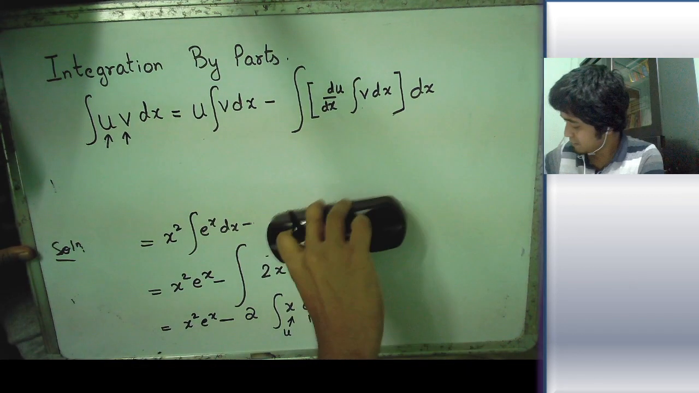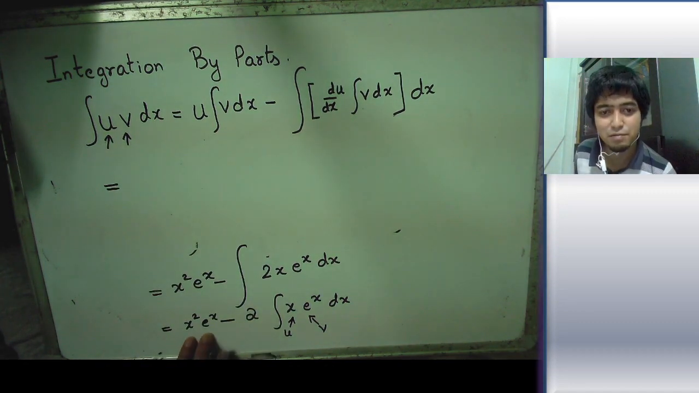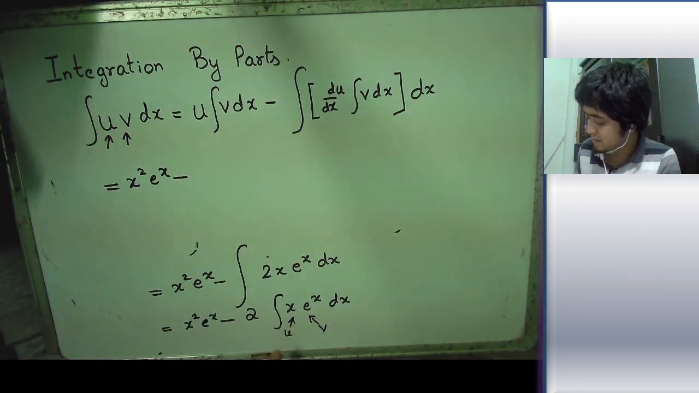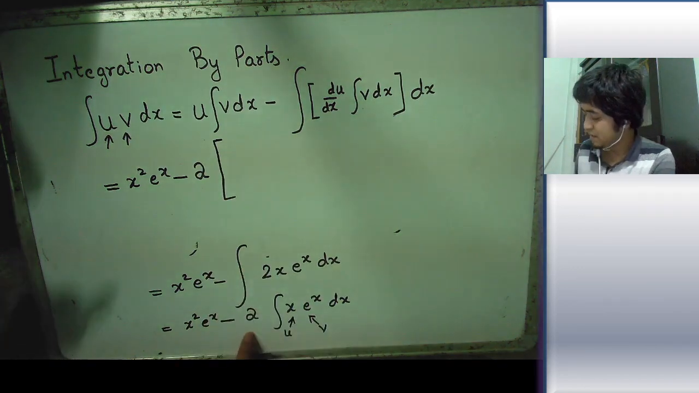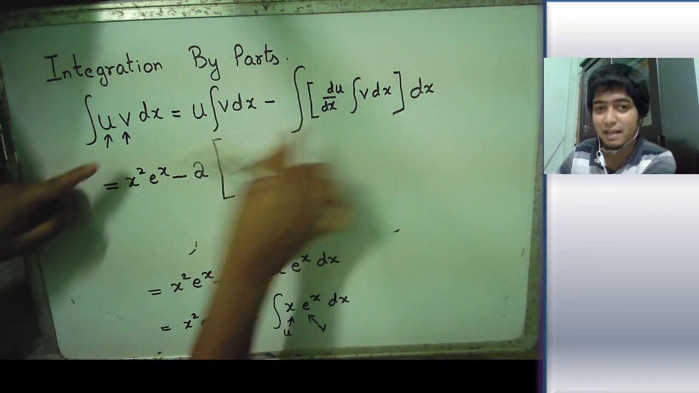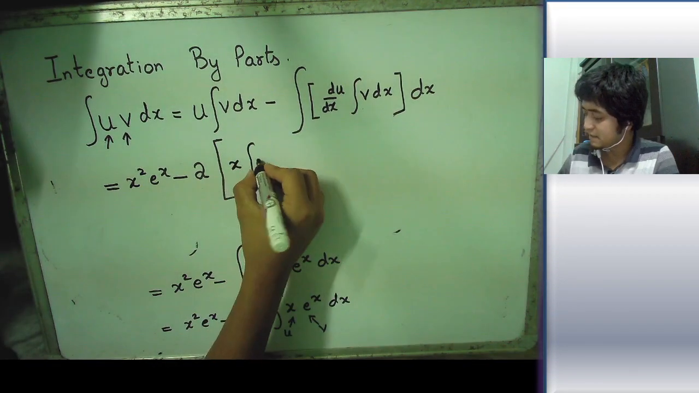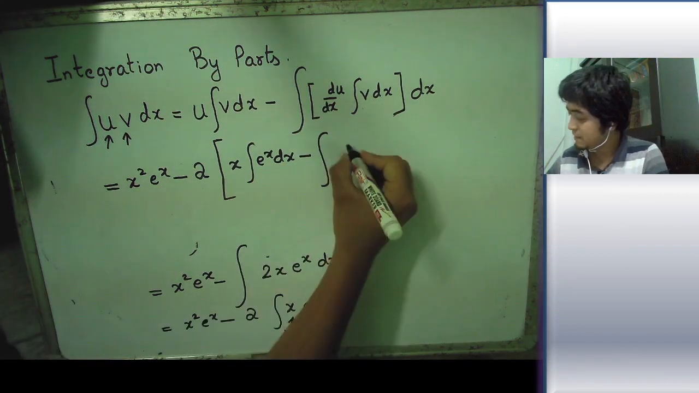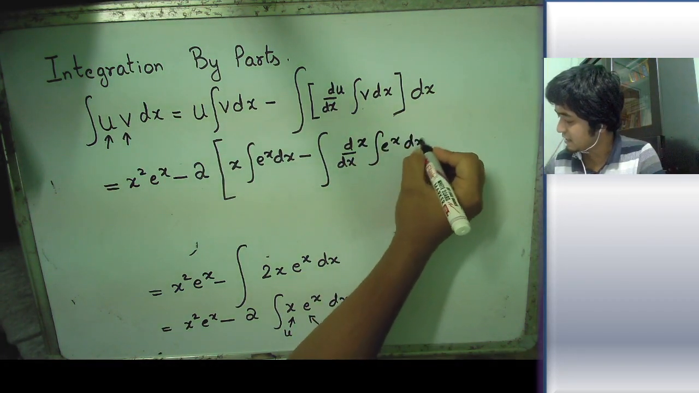So we will use the formula again. So this one stays as it is because you are no longer having an integration sign. So it will be equal to x squared e^x minus 2. Now again, keep in mind that this minus is throughout, so I will keep a very big bracket. So for the integration of this one, we can use this formula again, which is u, which is x, integration of v, integration e^x dx, minus a very big integral sign, d/dx of u, which is x, integration e^x dx.